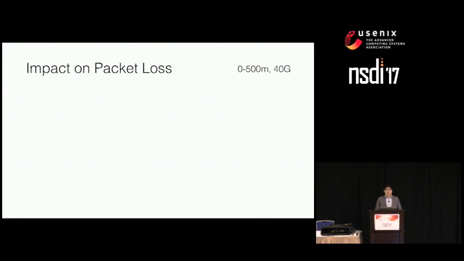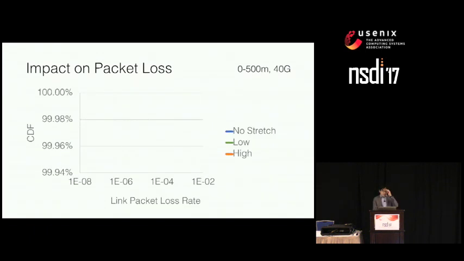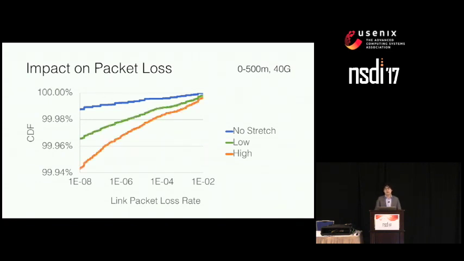All of this comes at a cost of having some links with packet loss. So we study the same effect on the same network topology with a 0 to 500 meter uniform link length distribution. What we found is that without stretch, 99.99% of your links will be as reliable as today. With low stretch or high stretch, some links become unreliable. But we can see the fraction of links that are unreliable is very small. And at the same time, their loss rate for most links is still below 1%.